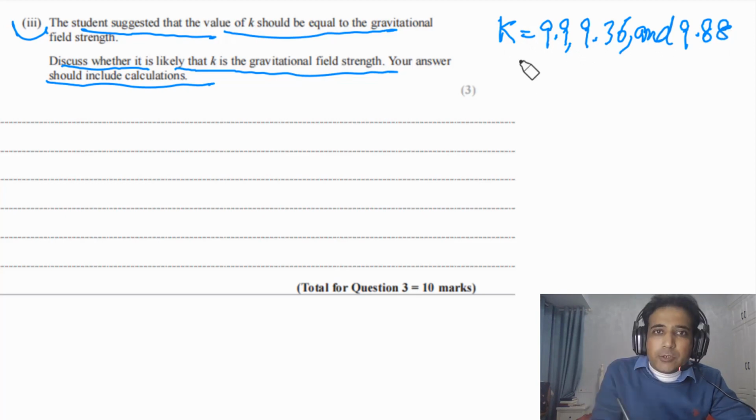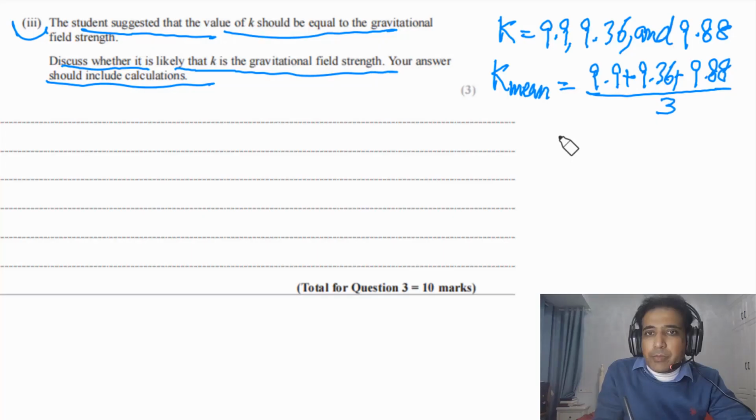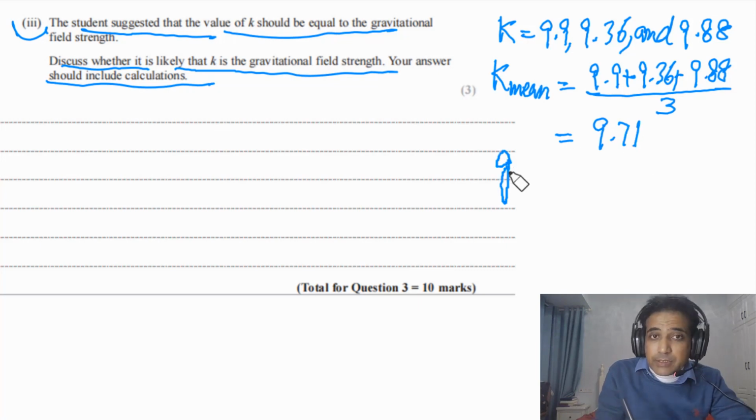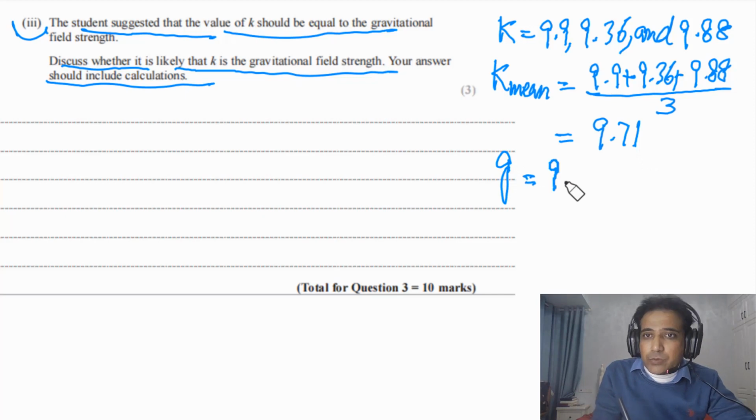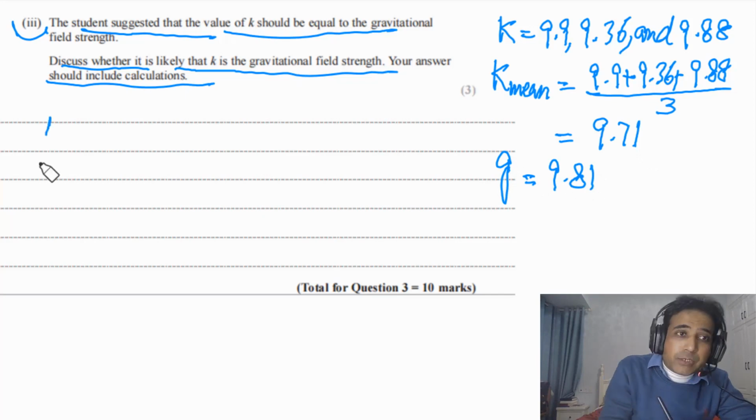So first of all, we can calculate the mean value of K. Simply we can say 9.9 plus 9.36 plus 9.88, divided by the number of measurements. So the final answer will be equal to 9.71. And the accepted value of G that we have is equal to 9.81.